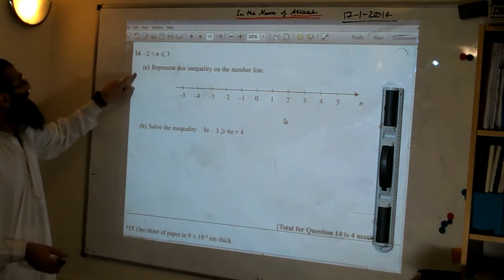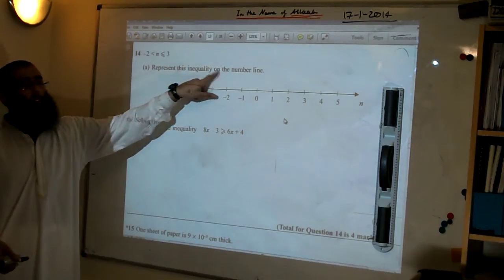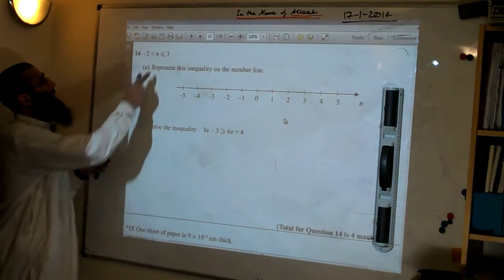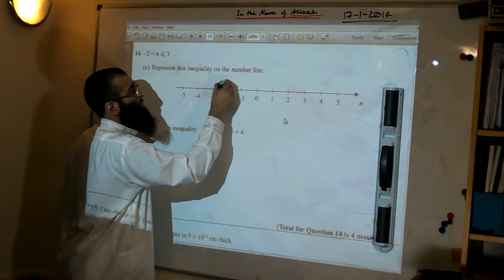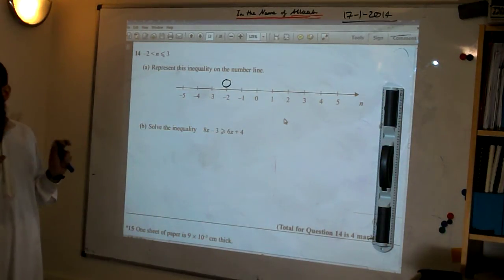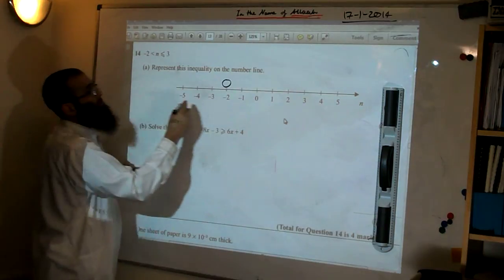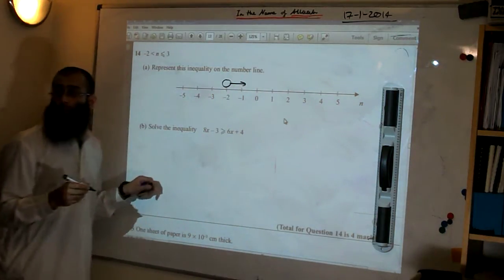Question number 14. Represent this inequality on the number line. n is greater than -2. So we use an empty circle, meaning that's not part of the solution. So it's going to be everything to this side for the moment.